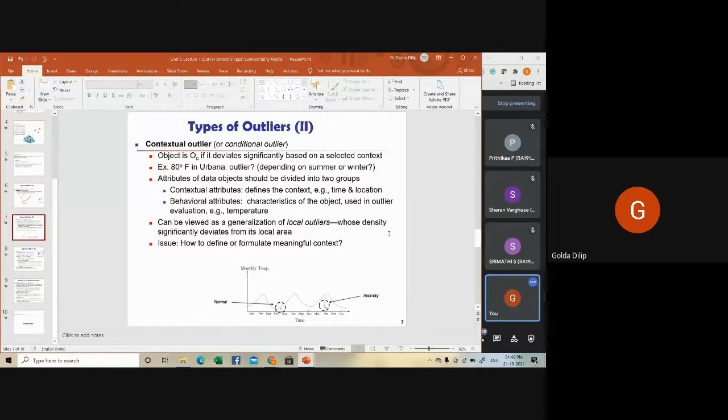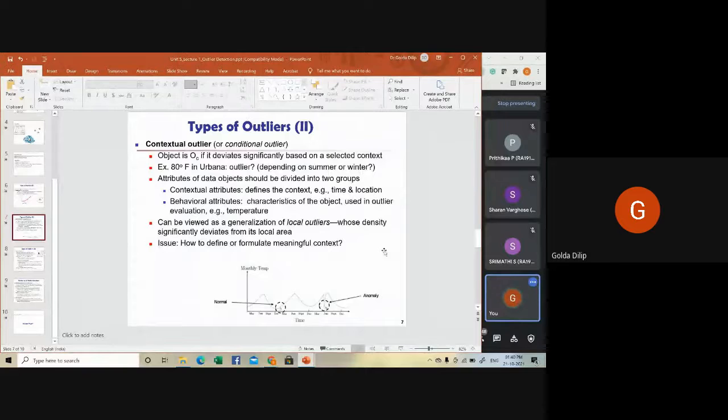So the example given here in the PPT is also temperature. When you say the temperature is 28 degrees Celsius, the question is whether it is an exceptional temperature, whether it is an outlier value. Whether 28 degrees Celsius is an outlier depends on the time and location. For example, if it is Toronto in Canada and it is winter, definitely it is an outlier. But if it is the same place, Toronto, and it is the summer season, it would be a normal temperature. So that is what is called a contextual outlier.